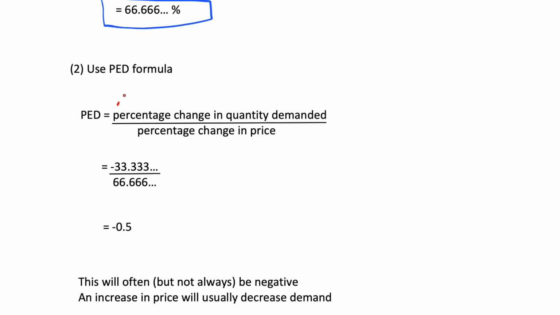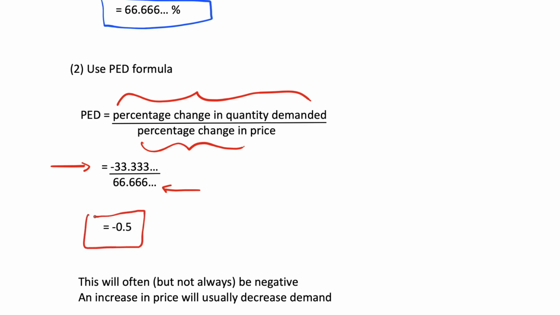So we remember that this is the percentage change in quantity demanded divided by the percentage change in price. So the percentage change in quantity demanded, remember, is on the top. So we have minus 33.3 recurring on the top and plus 66.6 recurring on the bottom. So our price elasticity of demand is just minus 0.5.